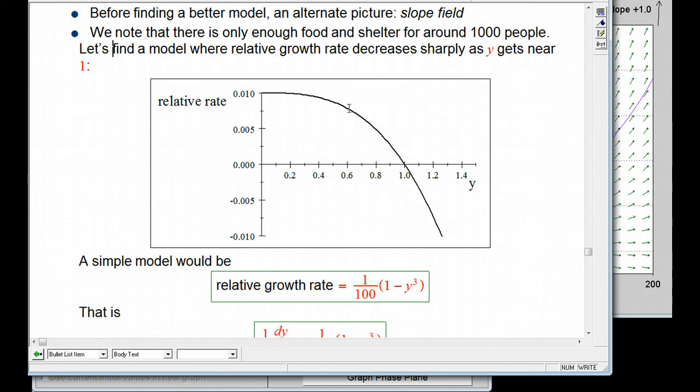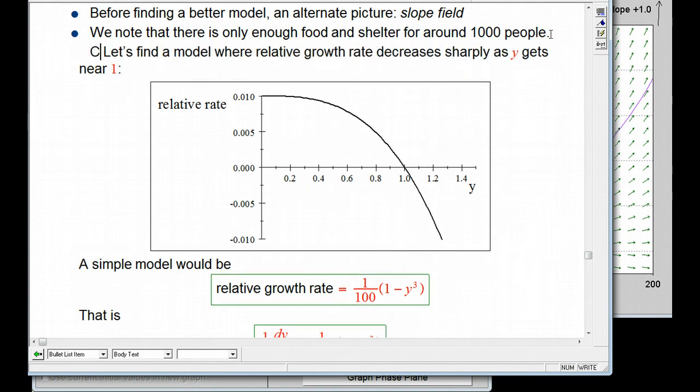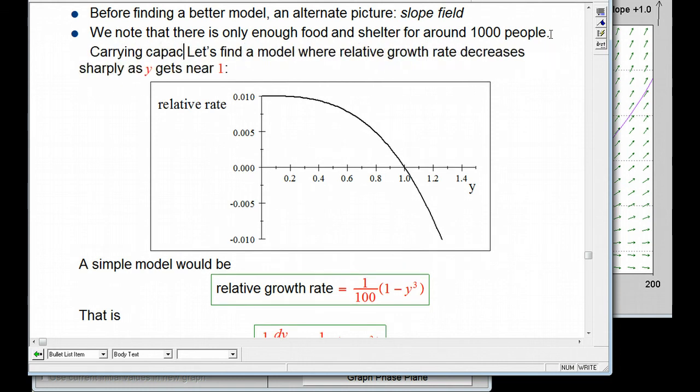Here, I'm going to let it be a curve, so that when the population is 200, 400, 600, we still get a pretty strong relative growth rate. But as it gets towards that 1,000, let's model it as sharply decaying at that point, and even maybe going negative if we get over the carrying capacity of the island. This terminology is often called the carrying capacity equals 1,000.